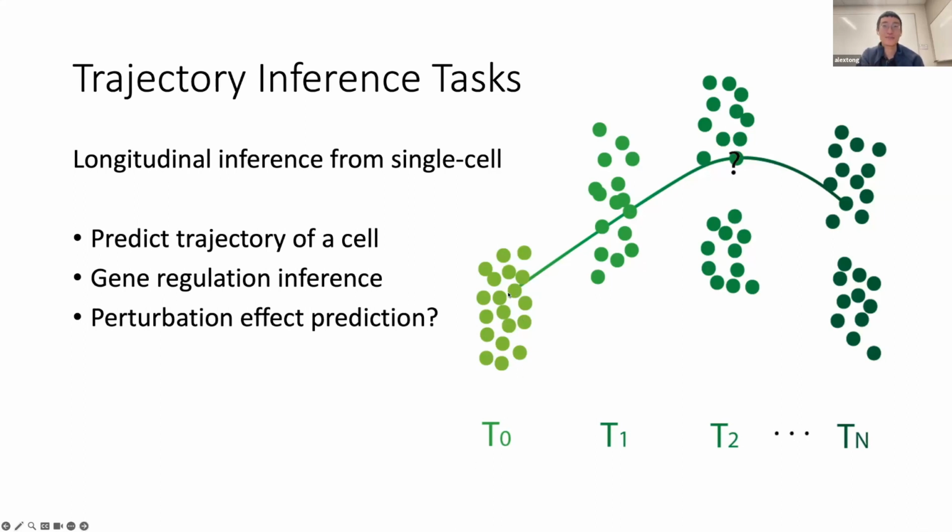So the idea is to learn this vector field and then interrogate it and see where cells might go if you apply a perturbation.